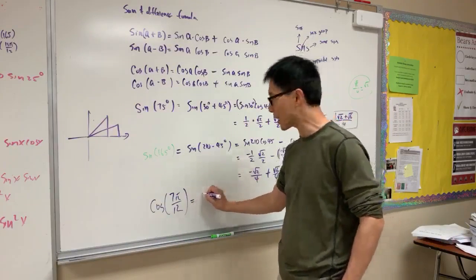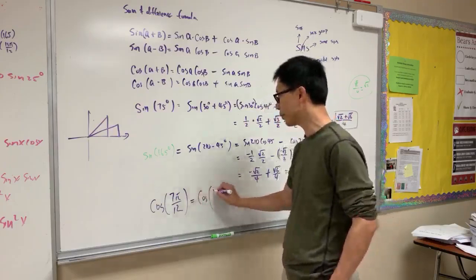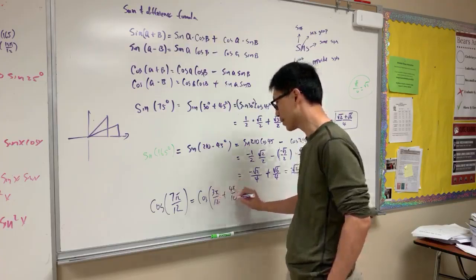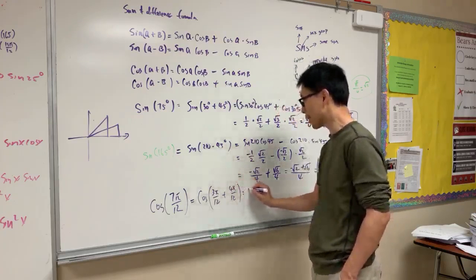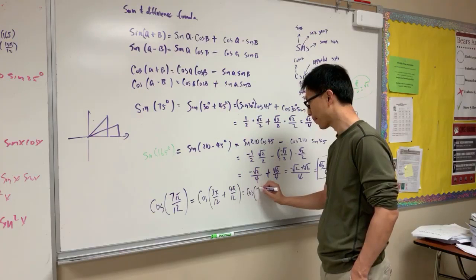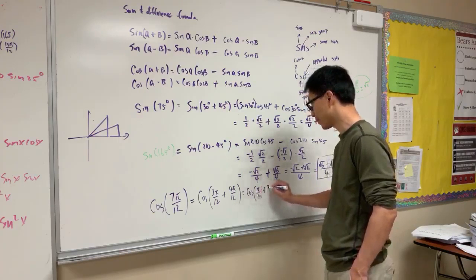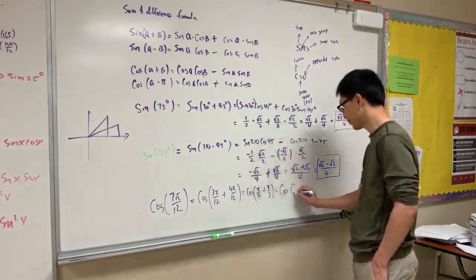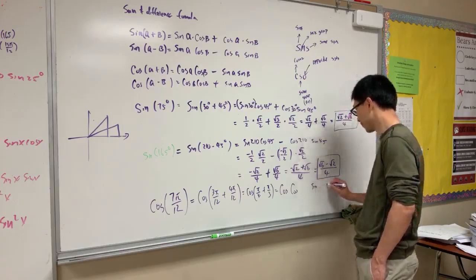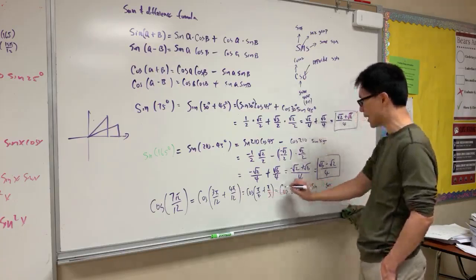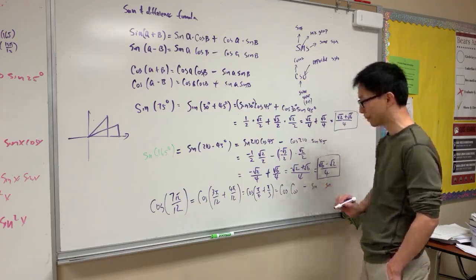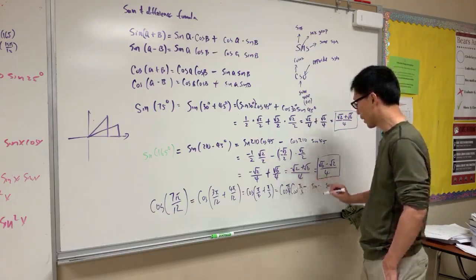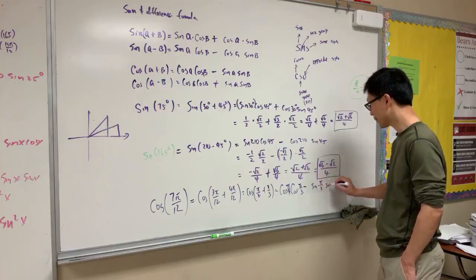So, some people say, hey, it's going to be 3 pi over 12 plus 4 pi over 12. Why is that? You can simplify. So that's going to be cosine of pi over 4 plus pi over 3. And that's equal to cosine cosine, sine sine, right? And this is a plus, so this ends up being minus. So that's going to be cosine of pi over 4 times cosine of pi over 3, minus sine of pi over 4 times sine of pi over 3.